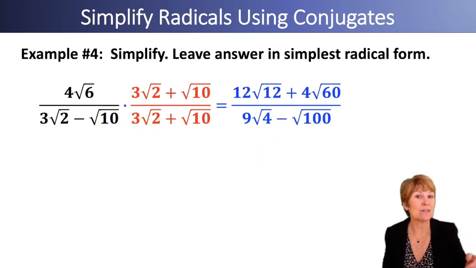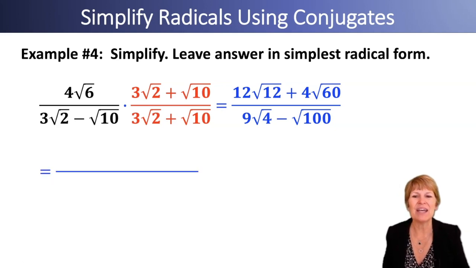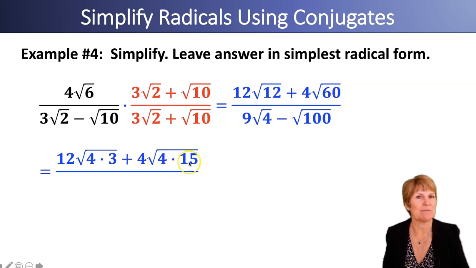Now let's see if we have some perfect squares hiding under these radical signs. Okay, so we have our 12. And square root of 12 can be factored into 4 times 3, plus 4 times square root of 60 can be factored into 4 times 15, 4 being our perfect square. In the denominator, we can take the square root of 4, so we have 9 times 2. And the square root of 100 is 10, so we have minus 10.